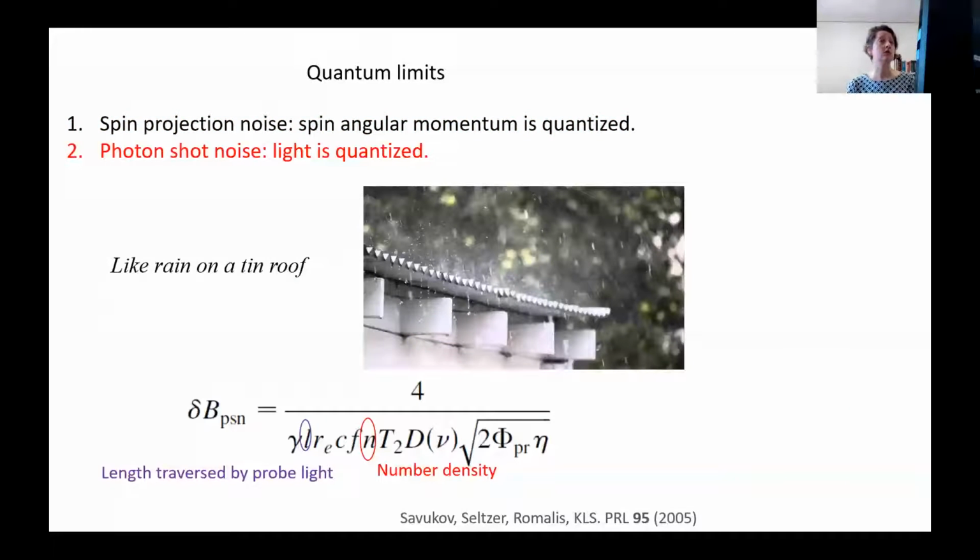The other one is the quantization of light, and it's called photon shot noise. I always love this imagery. It's called like rain on a tin roof, meaning that as the photons come in as individual packets, it creates a noise like that rain on a tin roof, as opposed to a steady flow. And so we also have a noise limitation here. I'll point out the important piece for our detector is that it's inversely proportional to length. You want the noise to be low, so you'd like the length to be long. And N is the number density of the atoms, so you'd like to have a lot of atoms in there. So that's the second source of quantum noise.